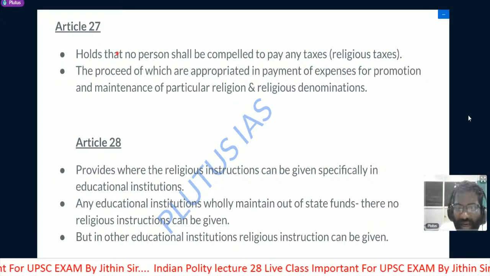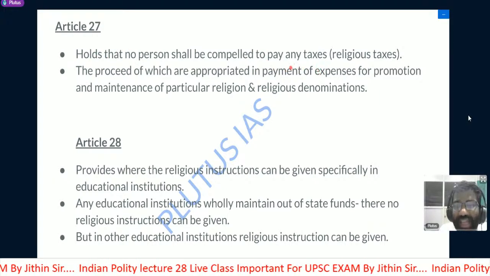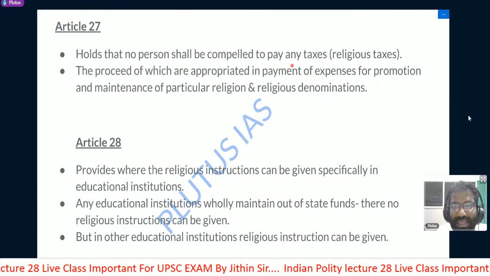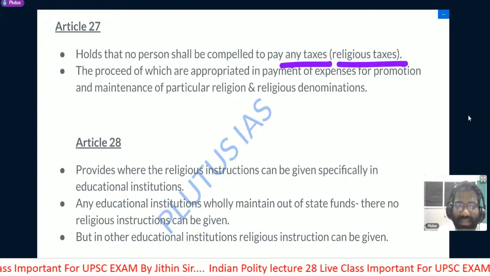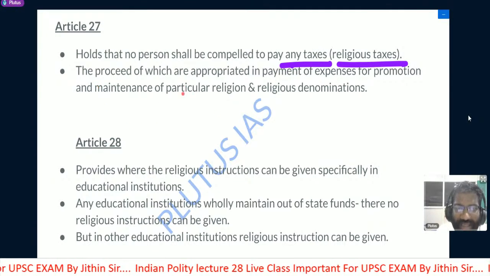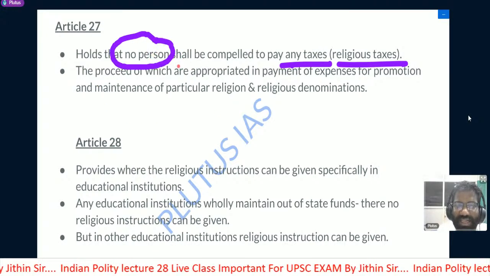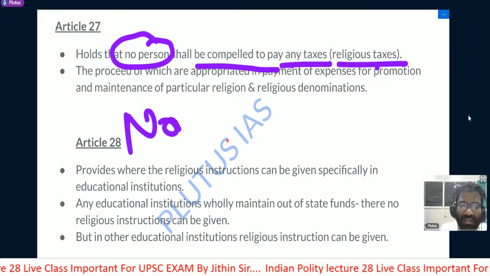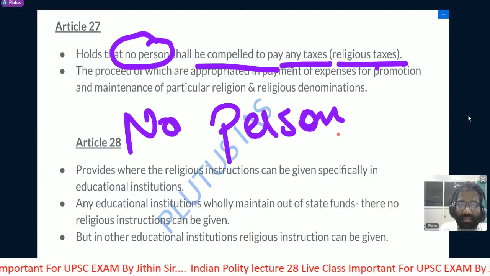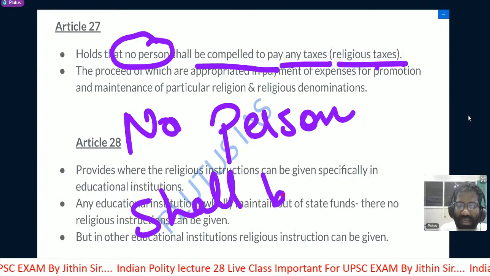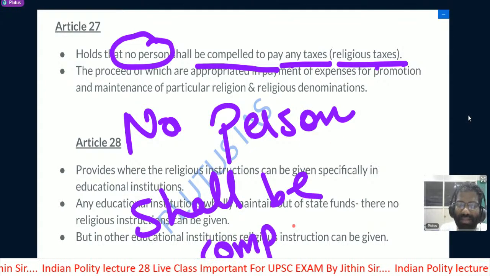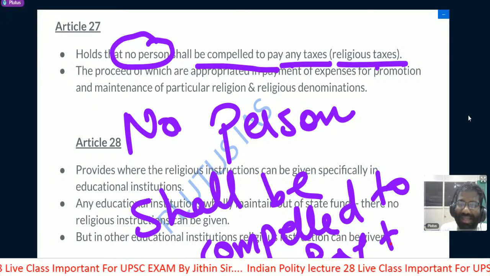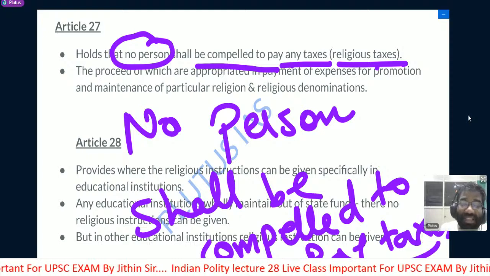See, every article you should remember the keywords. For Article 27, the keyword is any taxes or religious taxes. That means no person shall be compelled to pay any taxes. Which kind of taxes?